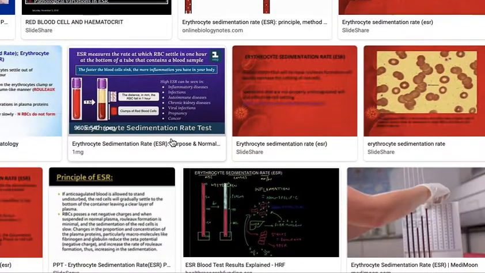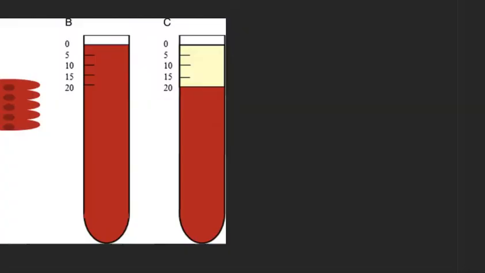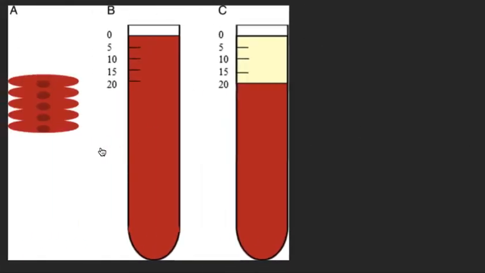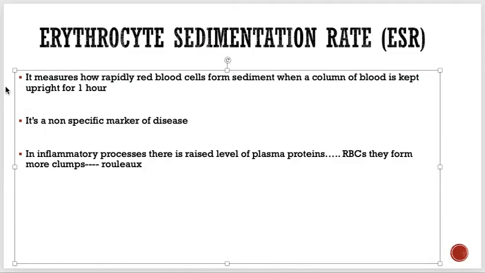Now you can see over here, again, this diagram shows the same thing. This is the clumping formation. Before, it was like this, but after 1 hour it was like this, because all the RBCs form a lot of clumps, right? So this is called rouleaux formation.